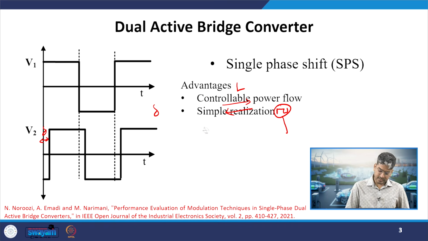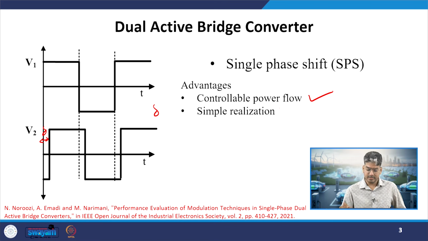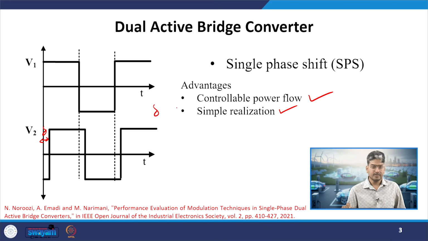So, what are the demerits and advantages of this circuit? First, let us see the advantages. It allows bidirectional power flow, and it is the simplest among the other methods, which we will be seeing next. It is very easy to realize. We have only one variable, that is delta. Based on that, we can easily draw the gate pulses, or the controller can be easily designed.